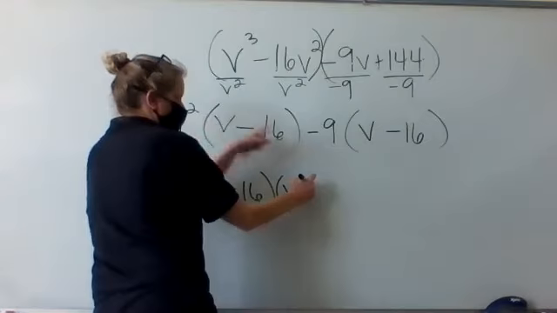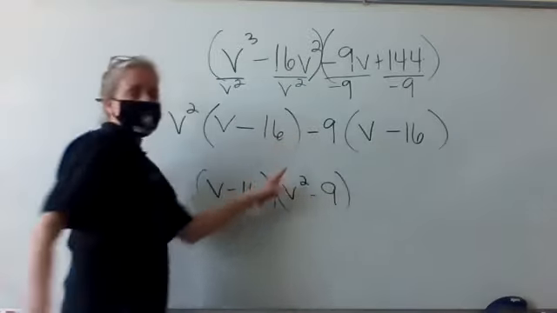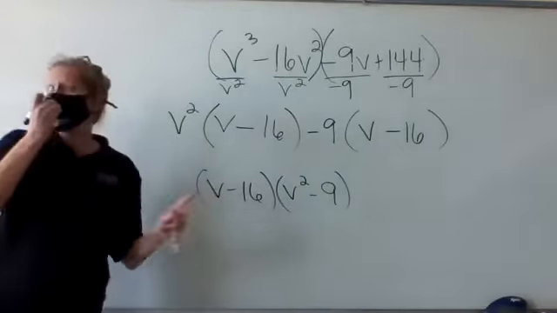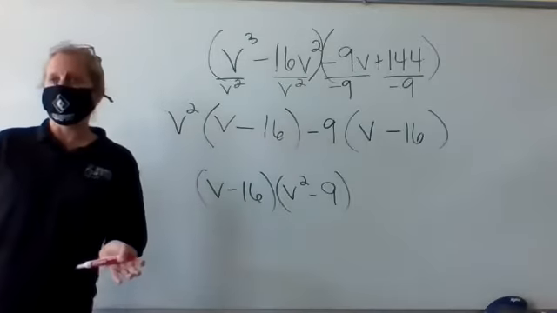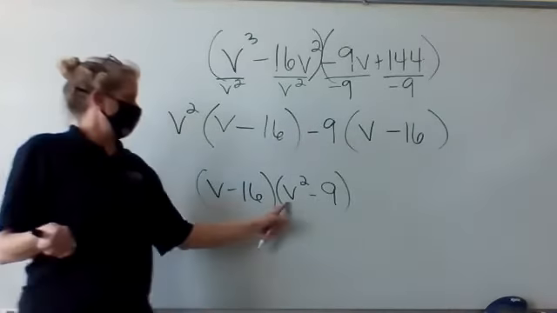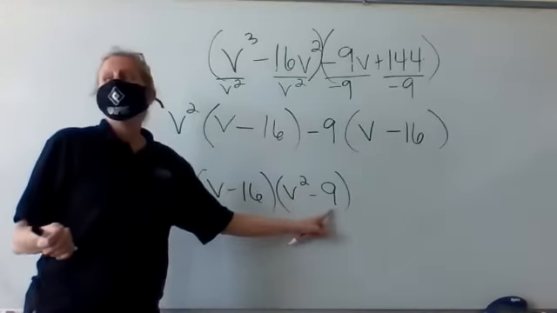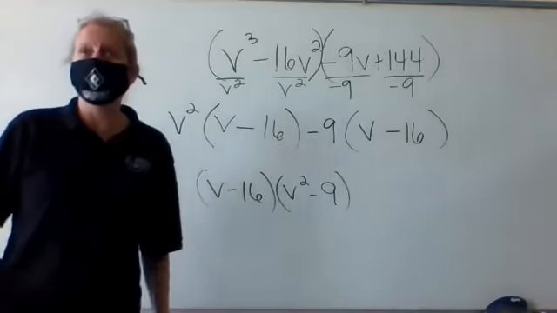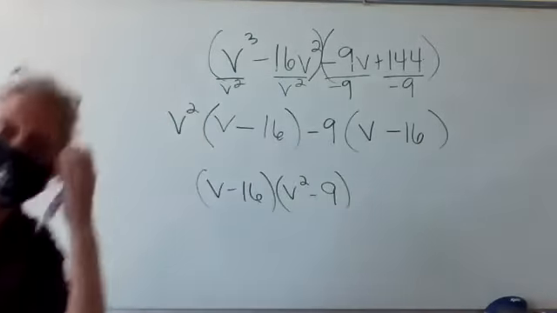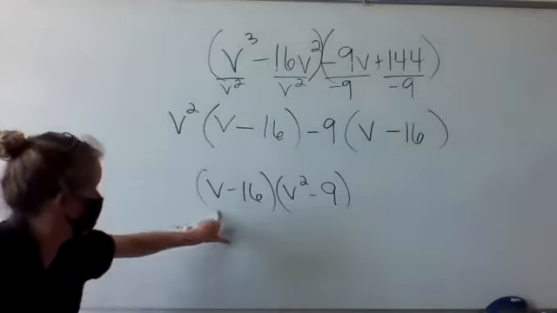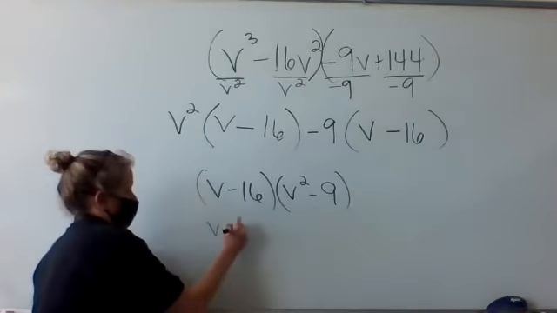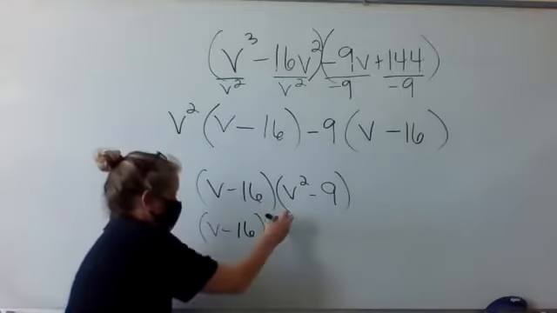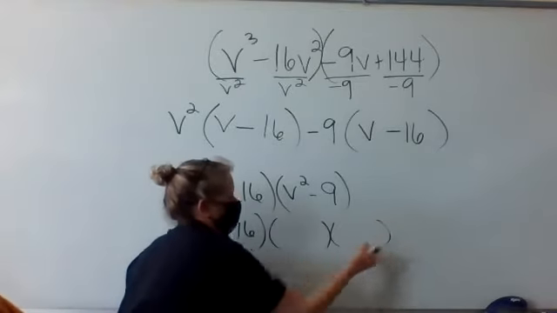V squared. V squared. Negative 9. So I need to check. There's no V squared left in here, which means there is no more factoring that can happen. Is there a V squared left in this one? Yes. Is that a perfect square also? Yes. Which means I can go further with that one. This one I'll just bring down, since it doesn't have a V squared in it. This one will go again.